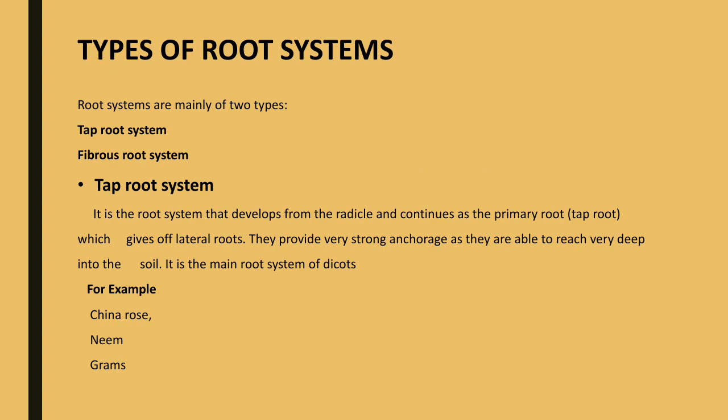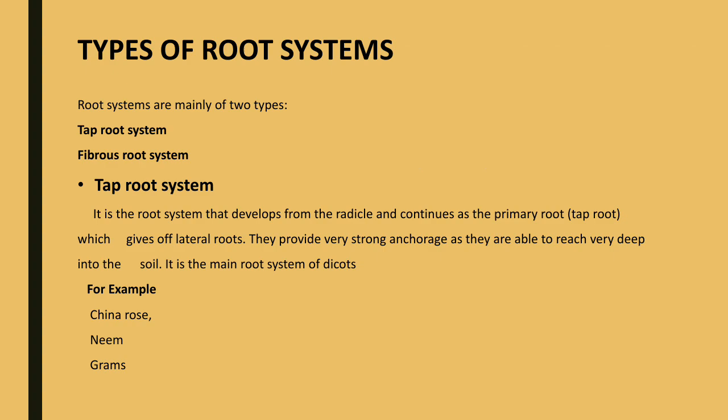Types of root system. Root systems are mainly of two types, taproot system and fibrous root system. Taproot system. It is the root system that develops from the radicle and continues as the primary root, which gives off lateral roots. The primary root provides very strong anchorage. They are able to reach very deep into the soil.